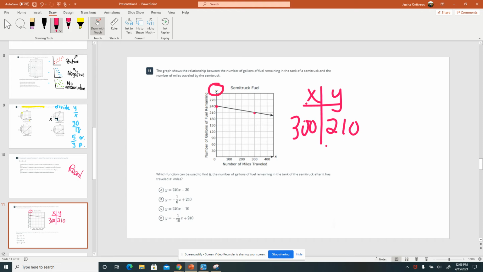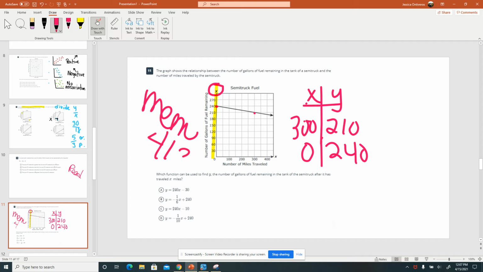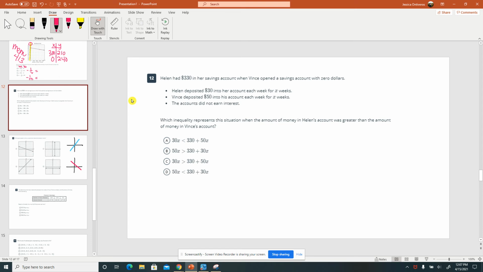So if it's on the y, you put the 240 on the y. And if it's landing right on the x-axis, that means the x will be 0. And then you just do menu 413. And don't forget, the first number is your m, the second number is your b. Don't forget also that -1/6, you need to turn it into a decimal. -110. You need to turn it into a decimal so that you know which one matches your given M. For number 12, go ahead and read and select the best answer.